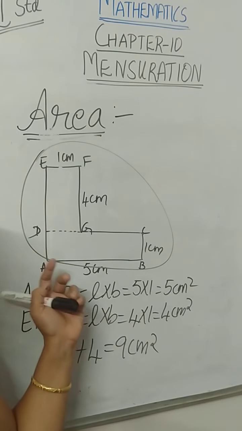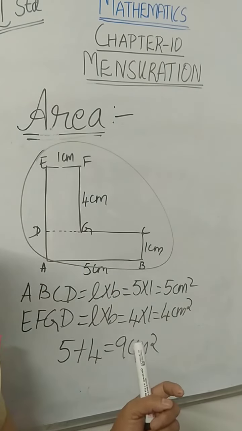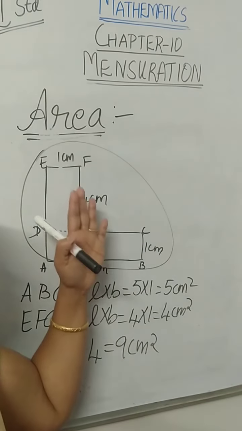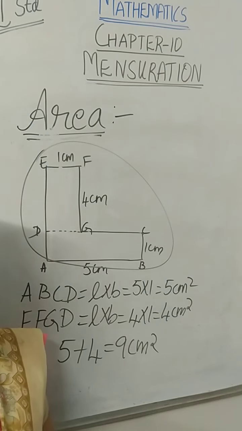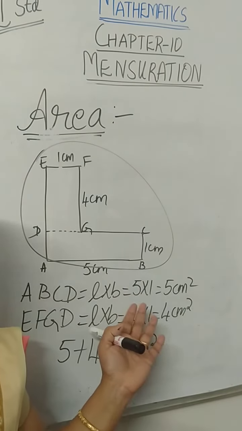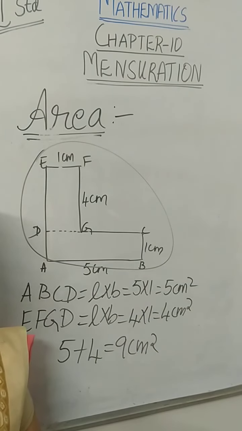Sometimes you get even squares also. That's it. In this chapter, we have learned about perimeter and the area. We have a little more notes to be given. After that, you will have a class test in the next week.